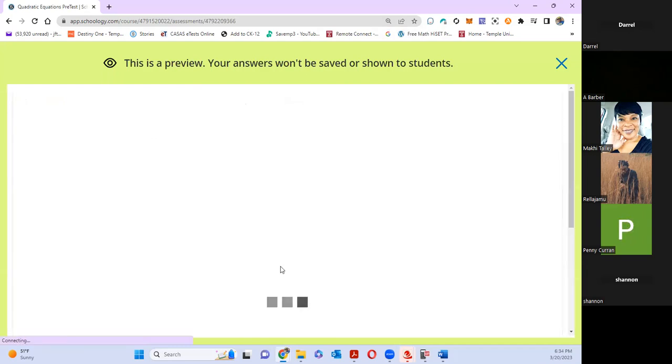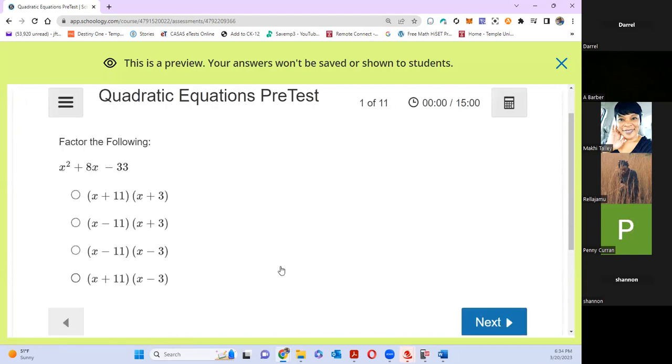For example, they're not asking you to solve every quadratic equation. Sometimes they're asking you to factor, sometimes to solve, and sometimes to use the quadratic formula. So here, factor the following: a squared plus 8x minus 33. How would I even do this problem?